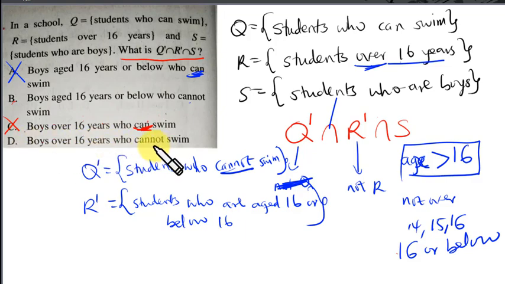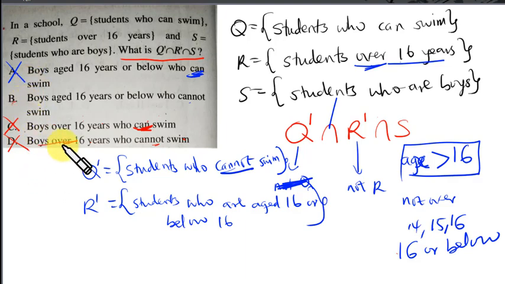Now option D, we see cannot swim. That could have been a potentially correct answer, but for boys over 16 years, we are dealing with R prime, that is, boys who are aged 16 or below, because R is those that are over 16 years, but we are talking about the R complement, boys who are exactly 16 or below. Because of this statement, D is an incorrect option.